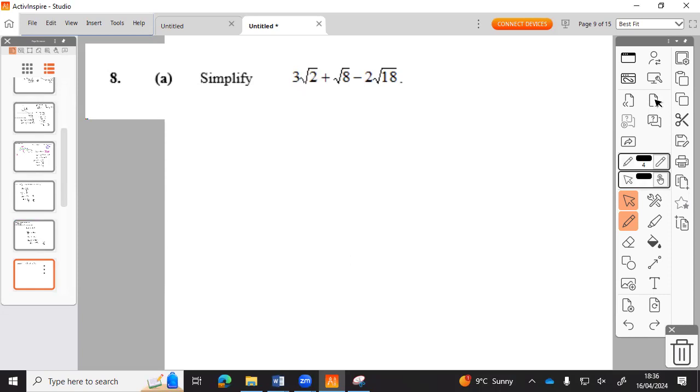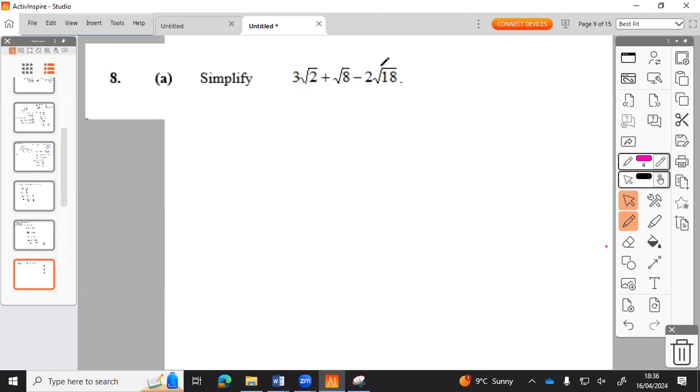Okay, simplify 3 root 2 plus root 8 minus 2 root 18. This was done quite badly, actually, if memory serves me correctly. Now, we're trying to get the same root sign. We're trying to get the same number under the root sign.